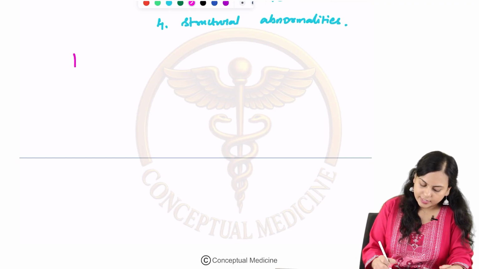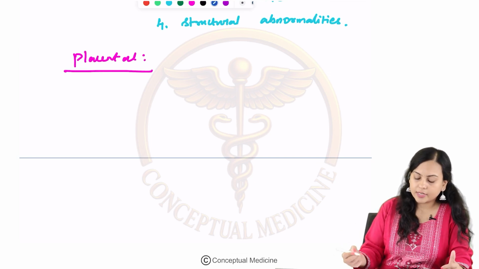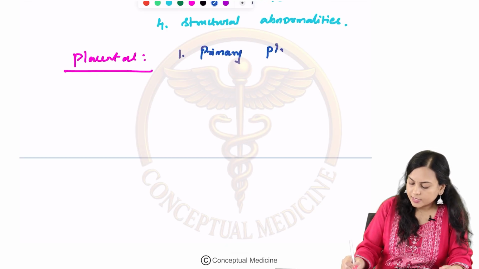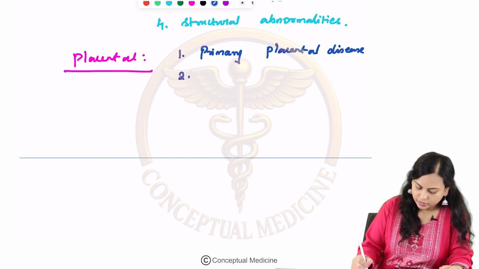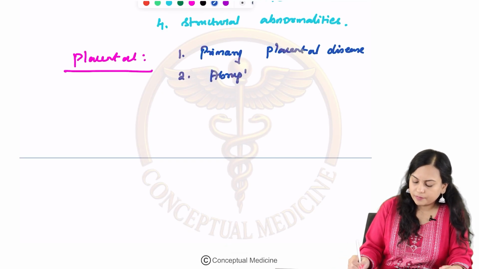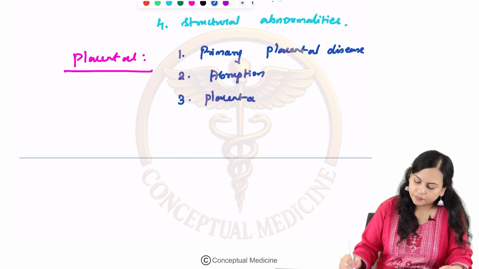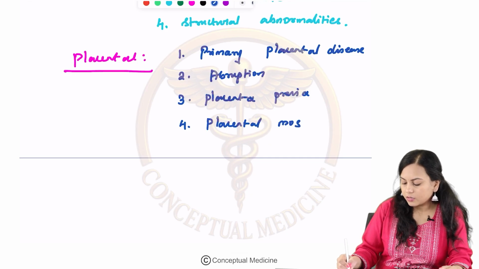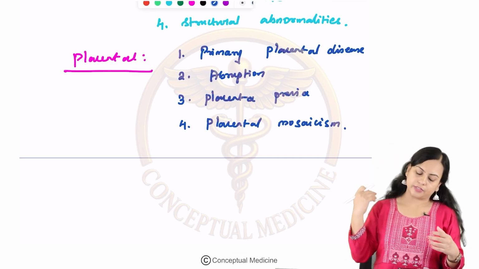Then we'll see some placental causes also. Placental causes include any primary placental disease, or abruption or placenta previa, or placental mosaicism. Understood? So these are some of the etiologies of fetal growth restriction.